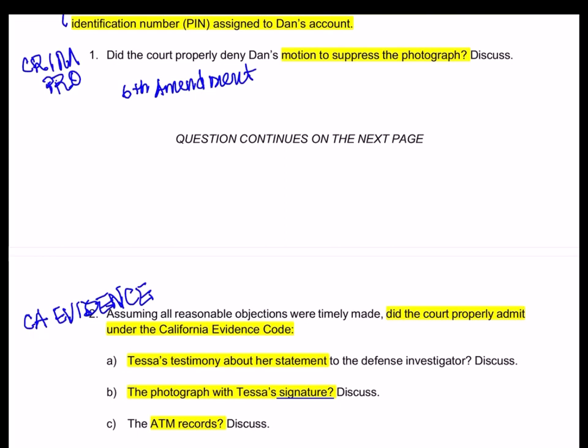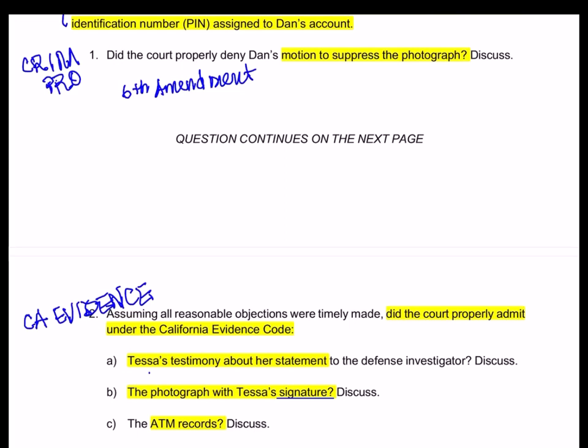So use all those facts about what the photographs were like to demonstrate that there was no due process violation here. So the court properly denied the motion to suppress the photograph. Then we move on to the second call, the California evidence call.